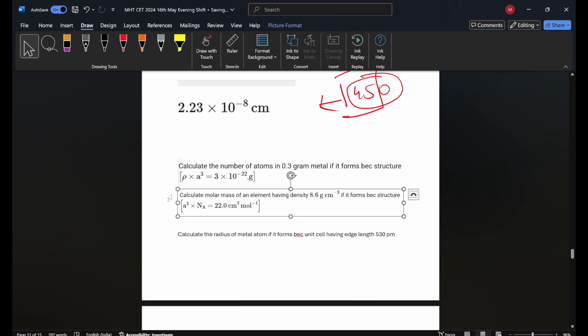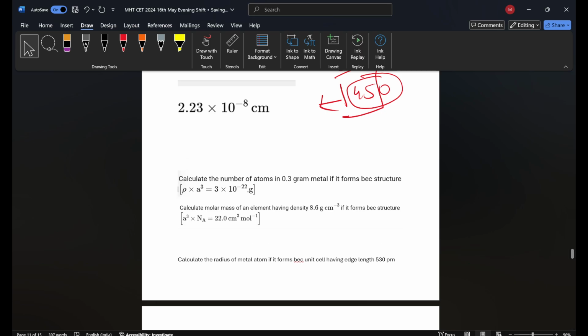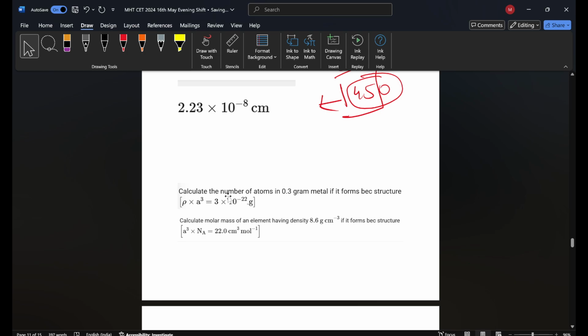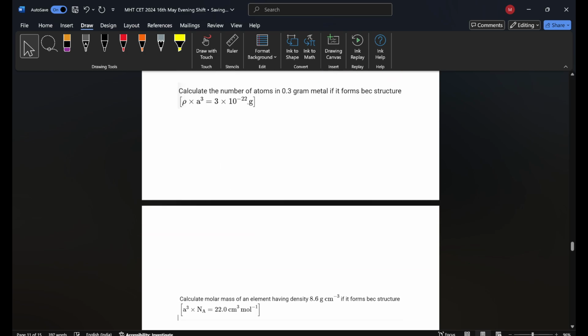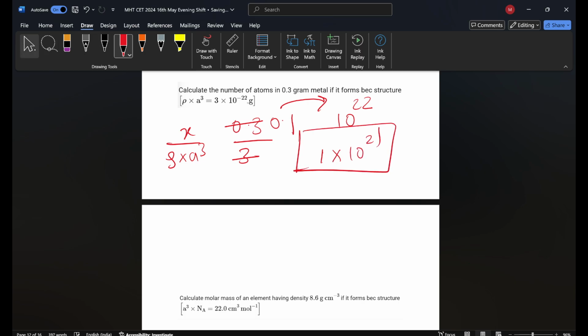Again, the same question it is. Calculate number of atoms. We know the formula, x by rho into a cube. The rho into a cube value is given 3. Okay, and here it is given 0.3. So 0.1, 10 raised to power 22. So this goes there. 1 into 10 raised to power 21 is the answer. That is how you do it.